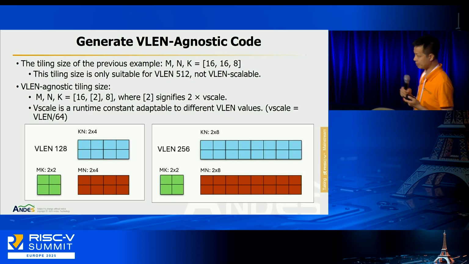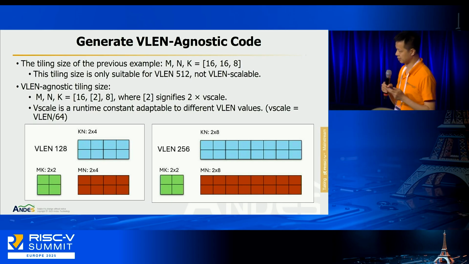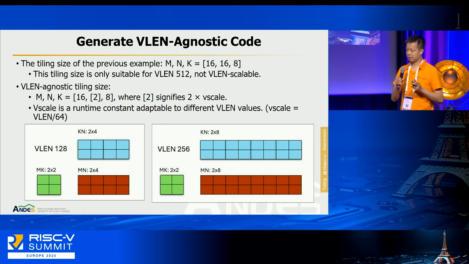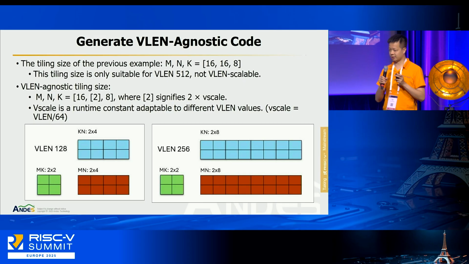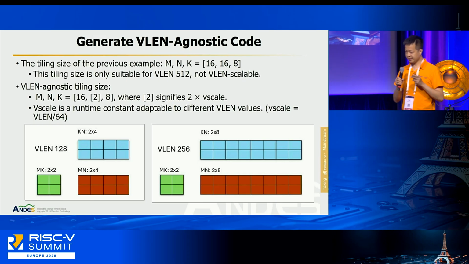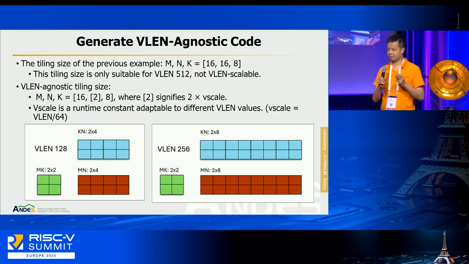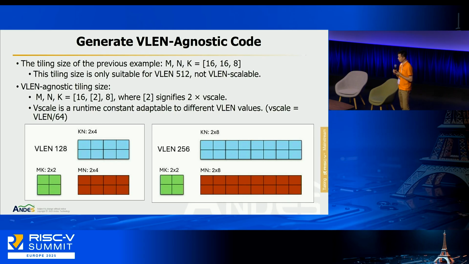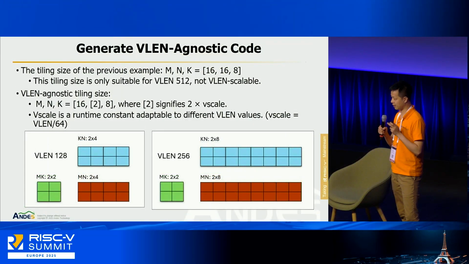So the problem of the previous fixed tile size is it's only suitable for VLEN 512, not for VLEN scalable. So what we do is to express the dimension n as 2 in square brackets, which means 2 times vscale in IREE. And vscale is a runtime constant provided by hardware. Specifically, vscale equals VLEN divided by 64. So now you can compile your AI models just once and scale performance across VPUs with different VLEN configurations.